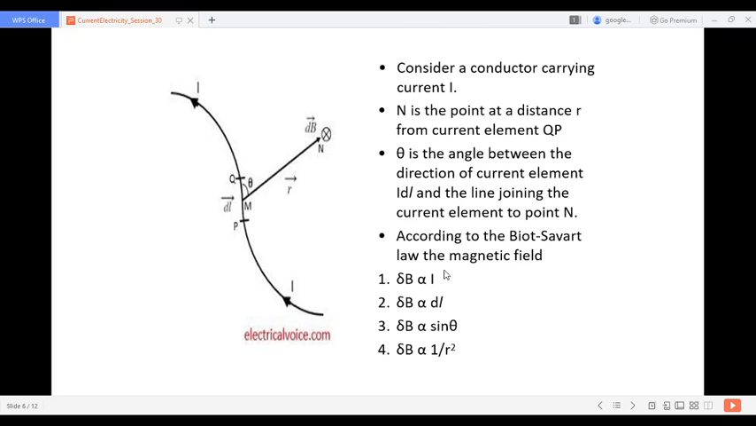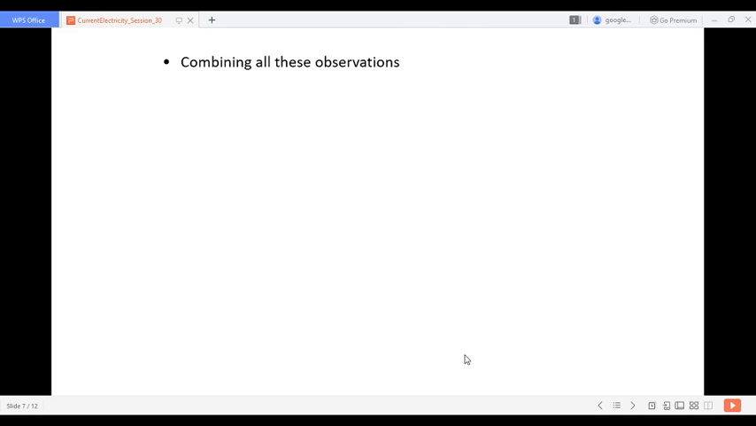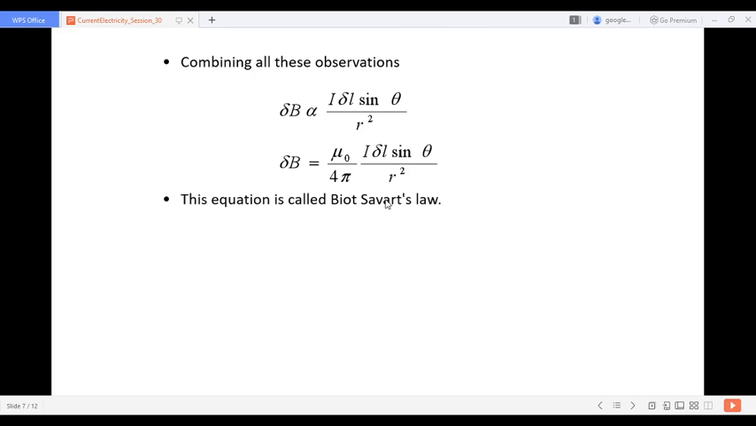Combining all these four relations, Biot-Savart has given an equation which says del B is proportional to I dl sine theta divided by r square. The same equation can also be written as mu naught upon 4 pi I dl sine theta divided by r square. This equation is called as Biot-Savart's law.